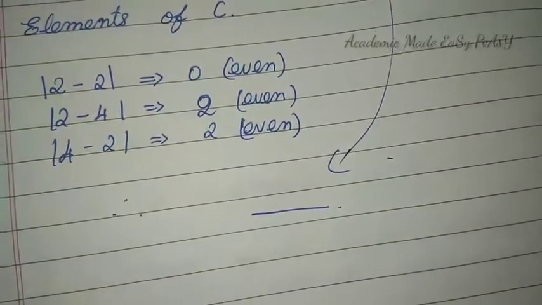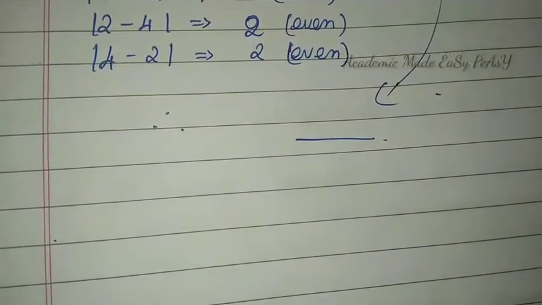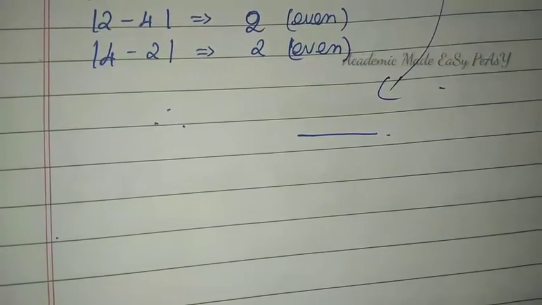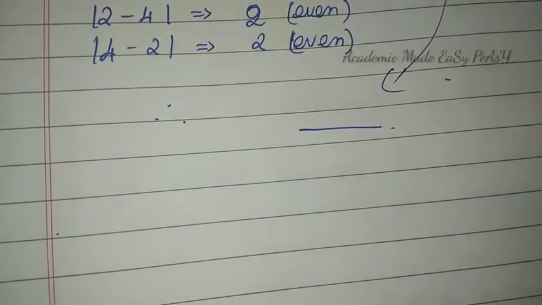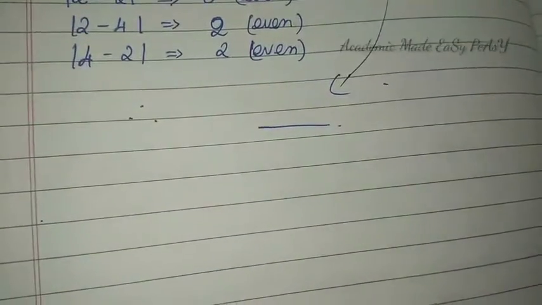So next, the third part of the solution says that the elements in set B and set C are not related to each other. So that only I have to prove.